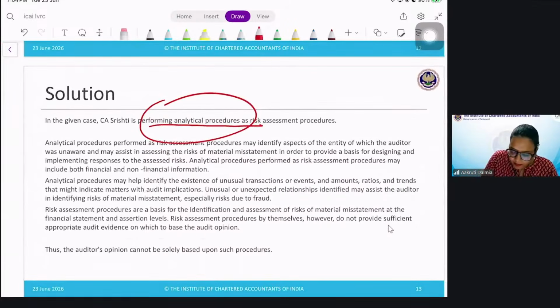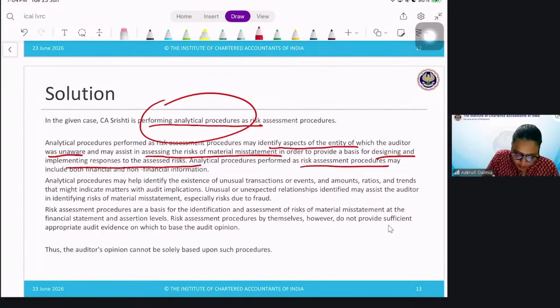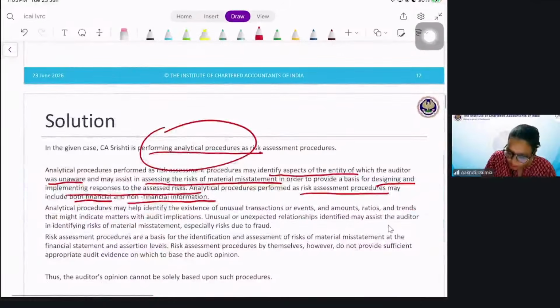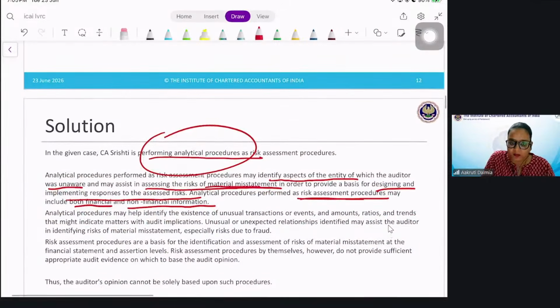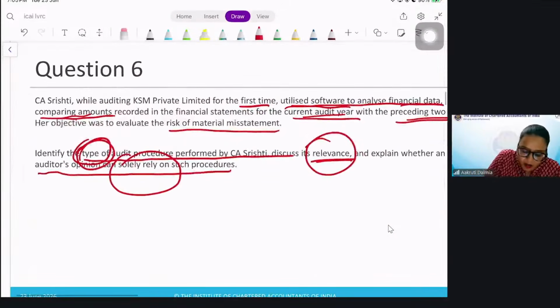Analytical procedure performed in risk assessment may identify aspects of entity for which auditor was unaware and may assist in assessing risk of material misstatement in order to provide a basis for designing and implementing responses. Analytical procedure performed as risk assessment procedure may be both financial and non-financial information. Why is it again and again mentioning as risk assessment? Because in question it's clear. Her objective was to use analytical procedure for risk assessment.